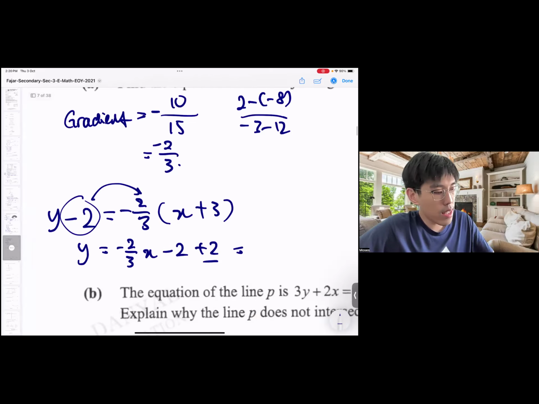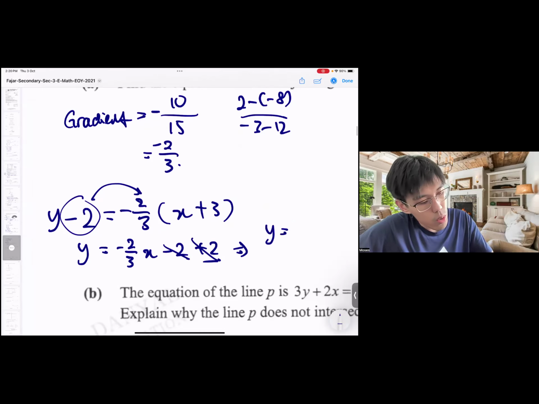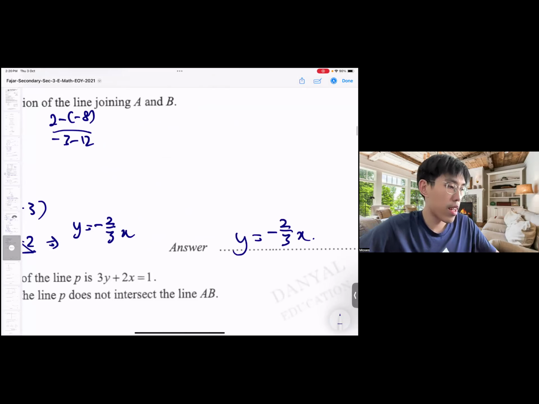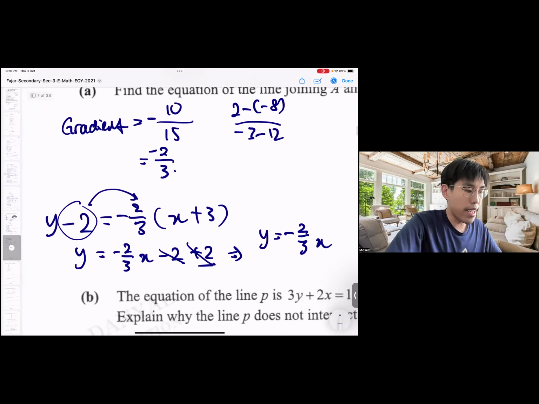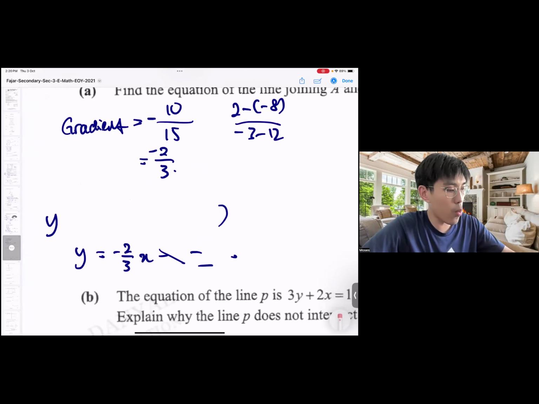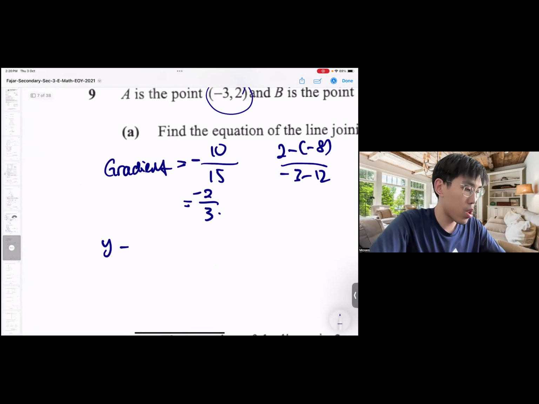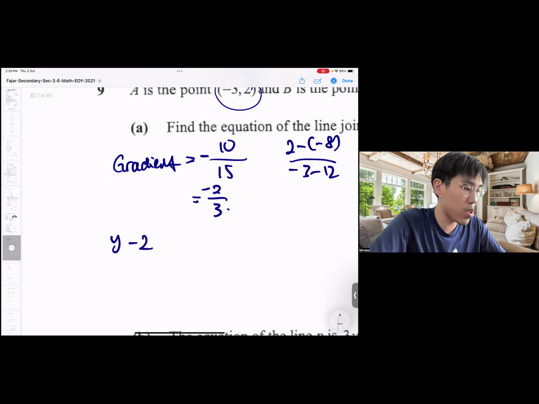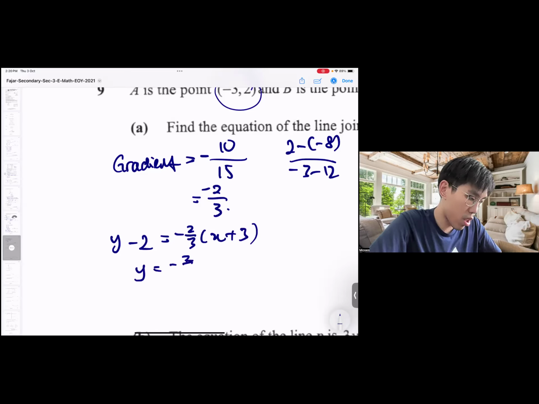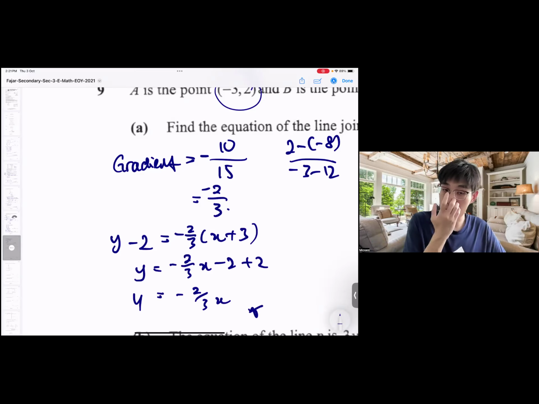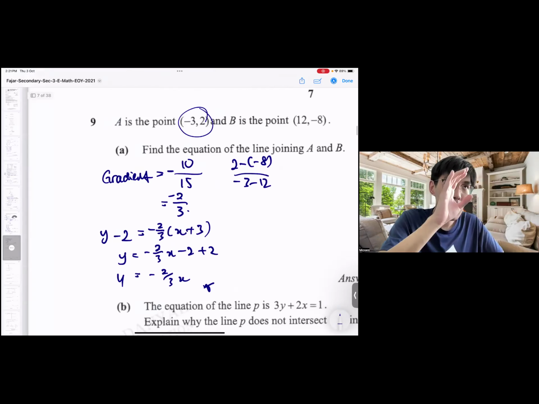Here, if I take out these two, what I'll get is y equals -2/3 x. That's it. This kind of working is actually very, very straightforward. If I were to write the whole thing again, how will it look in one shot? It's supposed to produce this in one shot already. So y minus 2 equals -2/3 x plus 3. So y equals -2/3 x minus 2 plus 2. So y equals negative 2/3 x. So this is how we solve for the equation of the line.